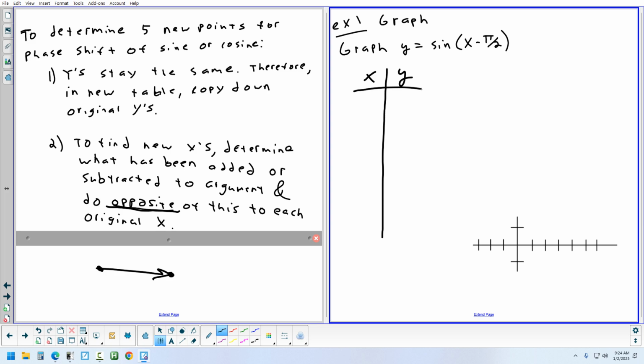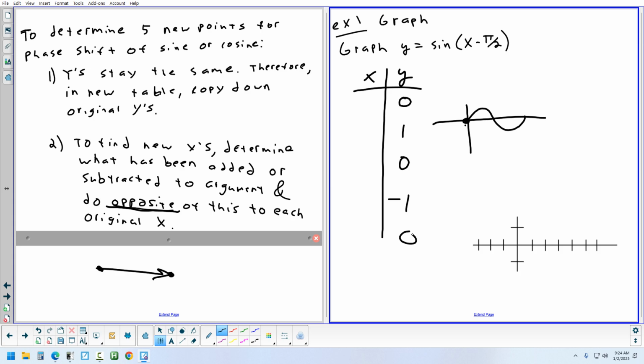So let's start with writing down the column we know is not changing, which is the y's. Can someone remind me for sine, what are my first 5 y values? These are the values that keep repeating. Yep. 0, 1, 0, 0, -1, 0. So sine is going to look something kind of like that. So 0, 1, 0, -1, 0.